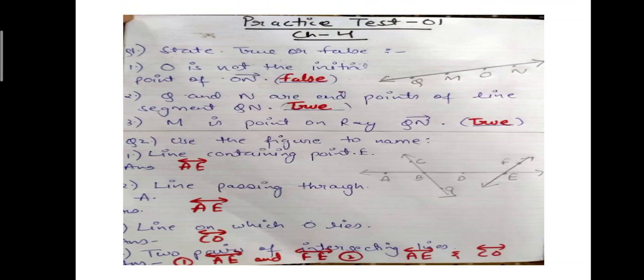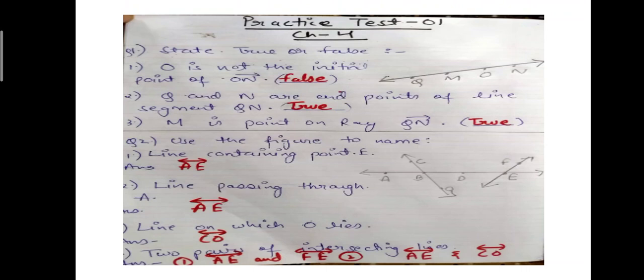In the second part, Q and N are endpoints of line segment QN. Yes, Q and N are the endpoints of line segment QN, the statement is true. Third is, M is a point on ray QN. Clearly in the figure you can see that M is lying between Q and N on the line segment, hence it is true.